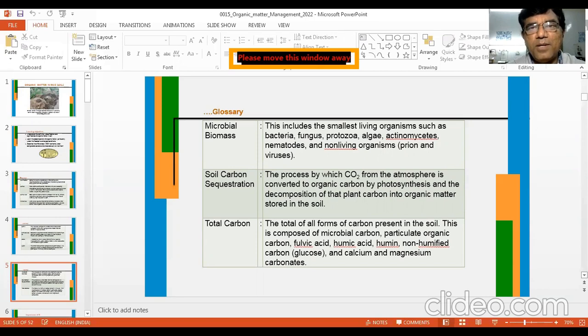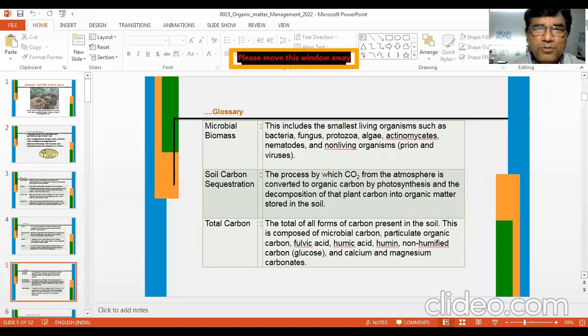Whatever carbon is left in the soil, unutilized and unused, is a kind of long-term storage in soil. So starting from the atmosphere, part of that carbon dioxide, which was fixed by photosynthesis, will be retained by the soil for long-term storage. The whole process is soil carbon sequestration.